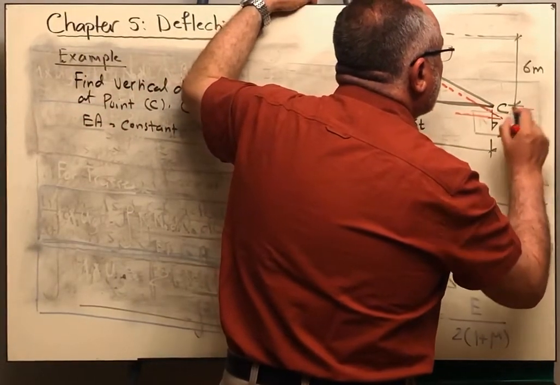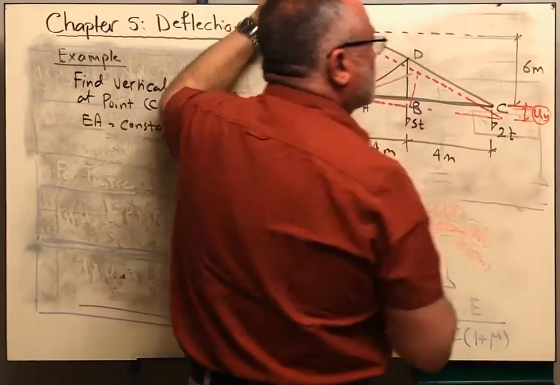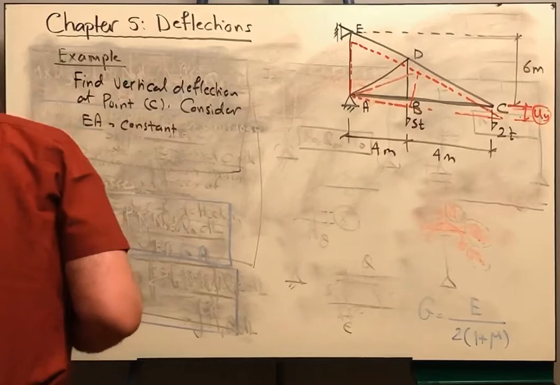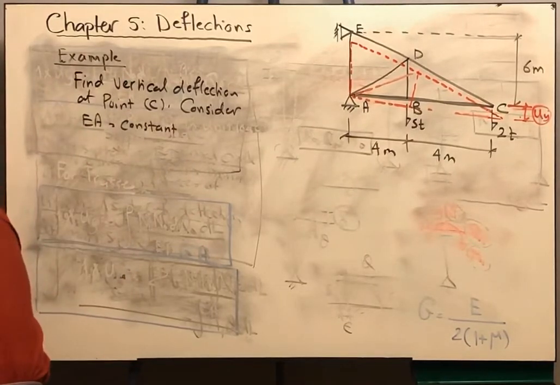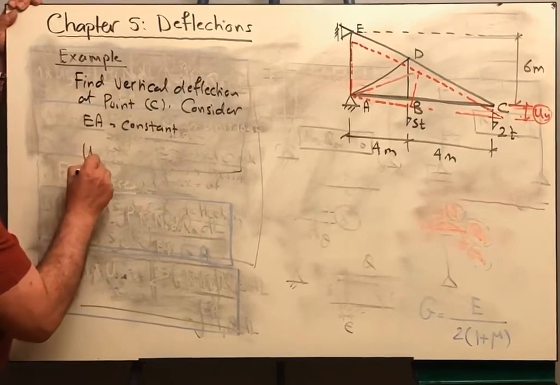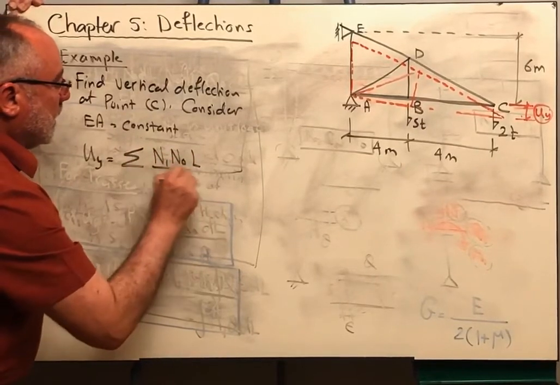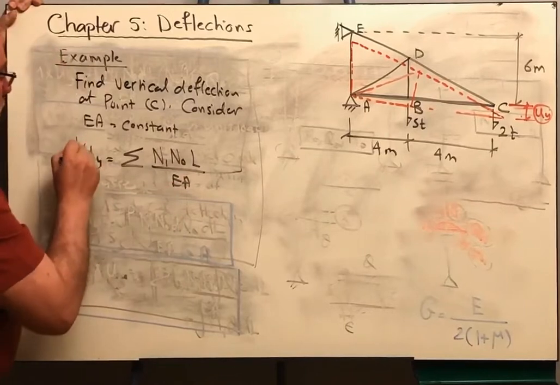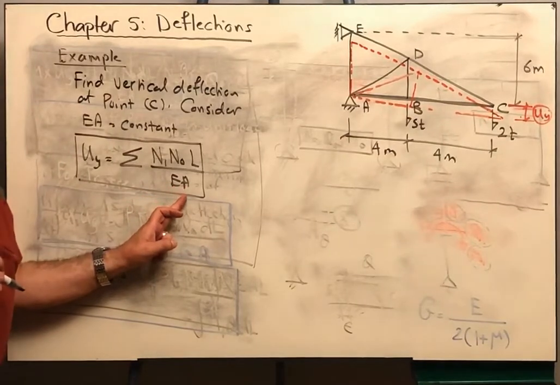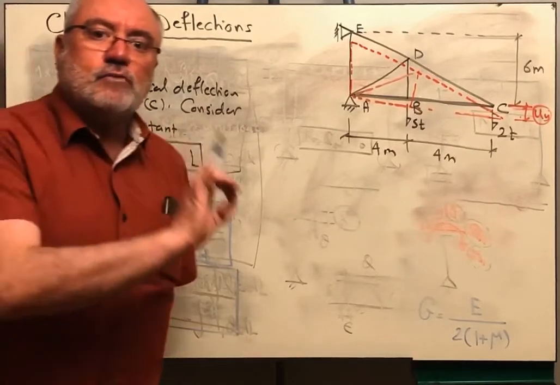So we have a vertical deflection Uy that we want to get. What are we going to do? According to the virtual work concept, we can say that Uy at point C is equal to sigma N1 N naught L over EA. If each member has a different Young's modulus and a different area, then I cannot take EA as a common factor. It will have to be considered in each member.